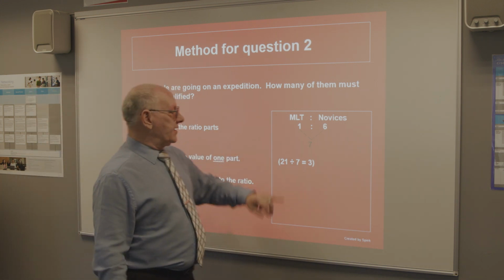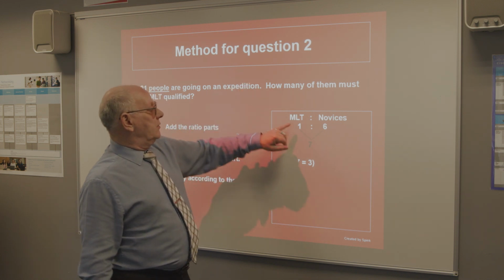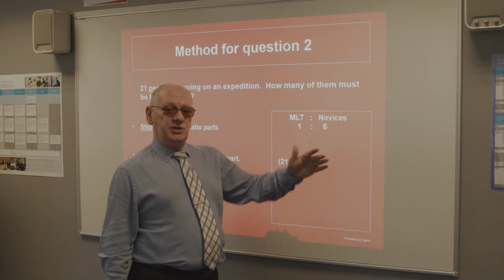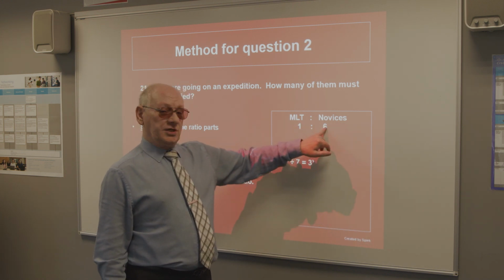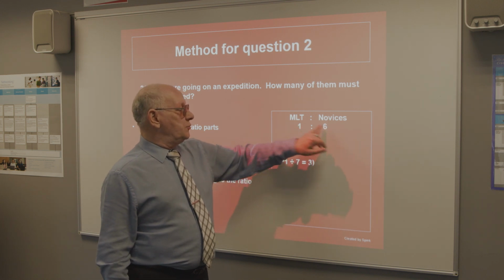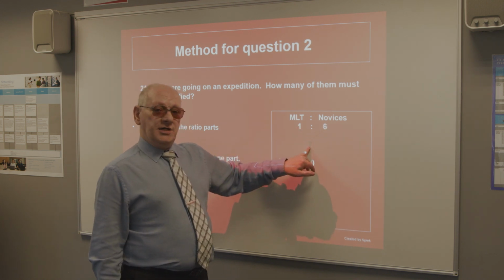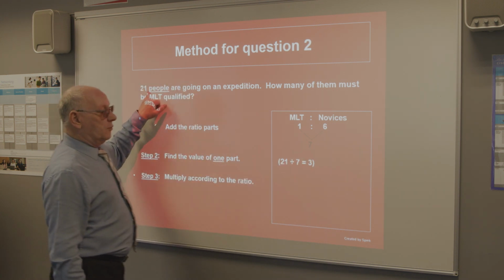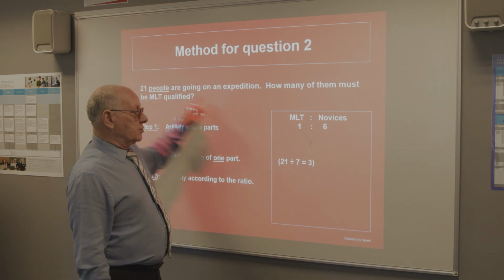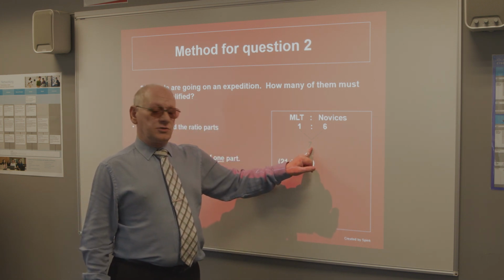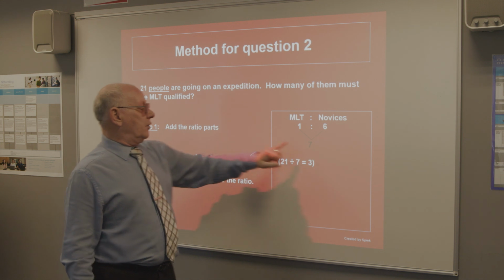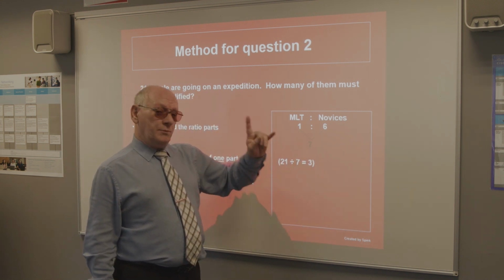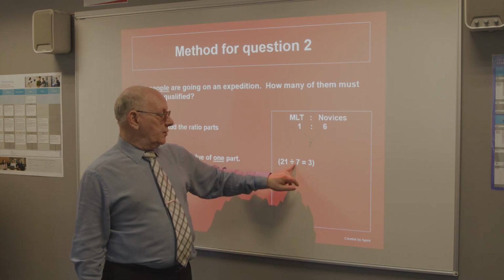So let's just go through that again. The original ratio is 2 to 12. You can simplify that by halving each side, 1 to 6. Add those 2 parts up and you get 7 parts altogether. 21 people constitutes those 7 parts. So if you divide 21 by 7, you'll see how many people constitute 1 part. 21 divided by 7 is 3.